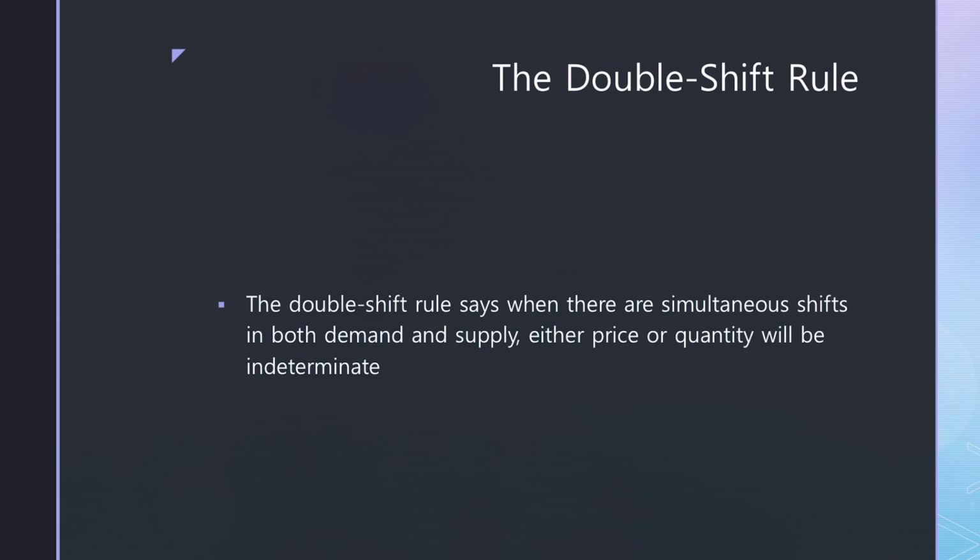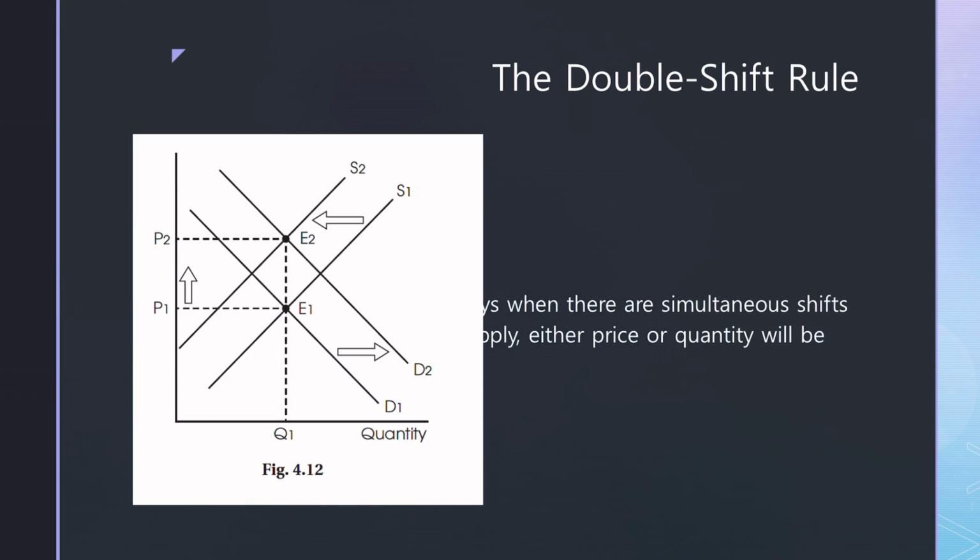Next up, we have the double shift rule, which is very important in this chapter. The double shift rule says when there are simultaneous shifts in both demand and supply, either price or quantity will be indeterminate. And we have a table here and a graph. So this is the double shift rule.